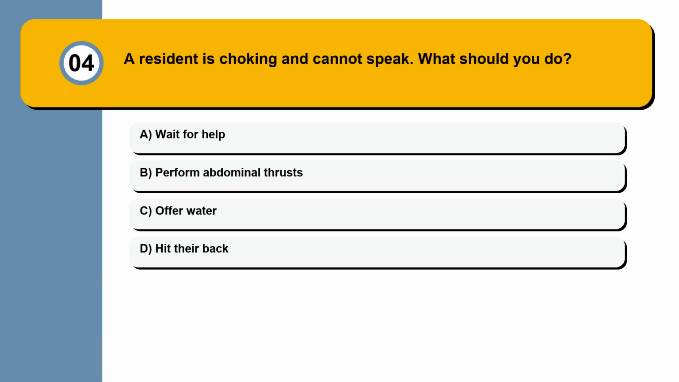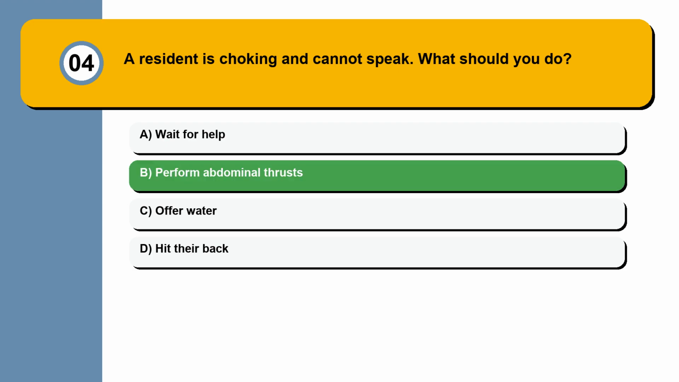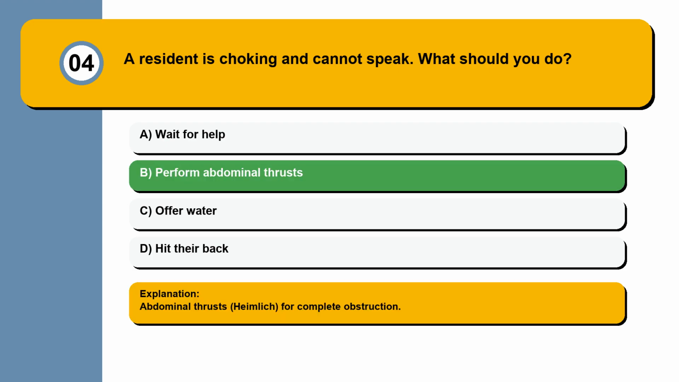Question 4. A resident is choking and cannot speak. What should you do? Wait for help. Perform abdominal thrusts. Offer water. Hit their back. Abdominal thrusts, Heimlich, for complete obstruction.